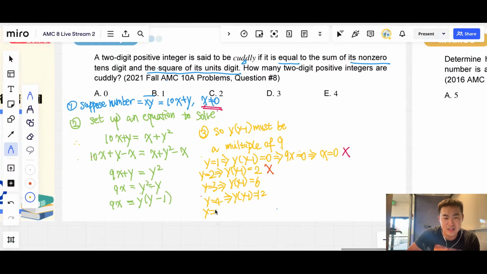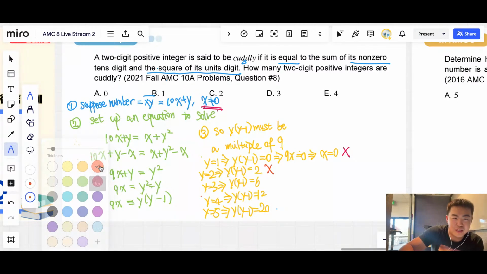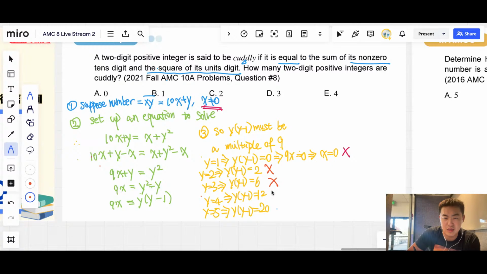So how about y equals 5? 5 times the difference of 5 minus 1, you get 20. So y times y minus 1 equals 20. 20 doesn't work. Why? Not a multiple of 9. So let's put all 3 of them with a red cross.